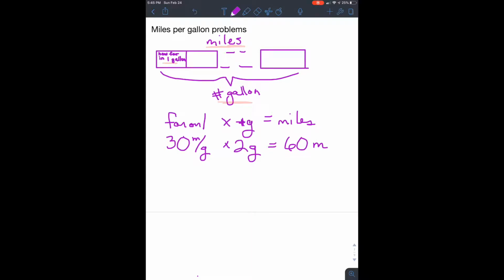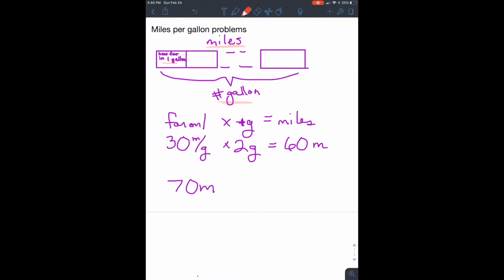So let's say that he was traveling on the road and he actually went 70 miles. That was his total. And he did 70 miles on his 2 gallons of gas. And he wants to find out how far he went on 1 gallon. This is that unit problem again.